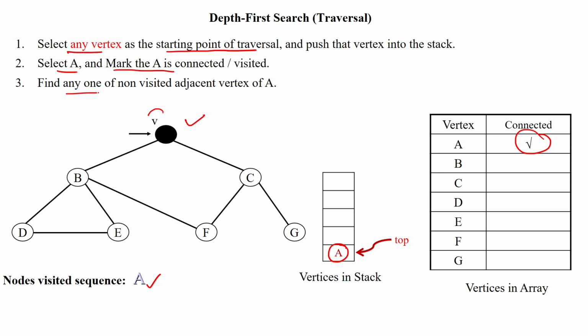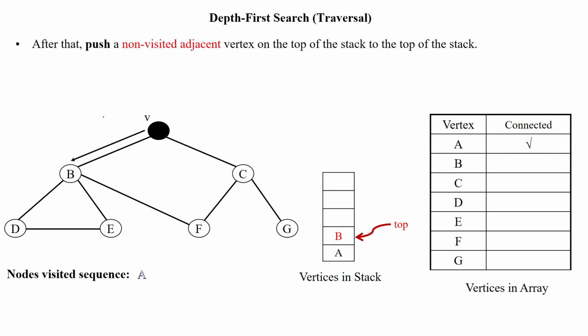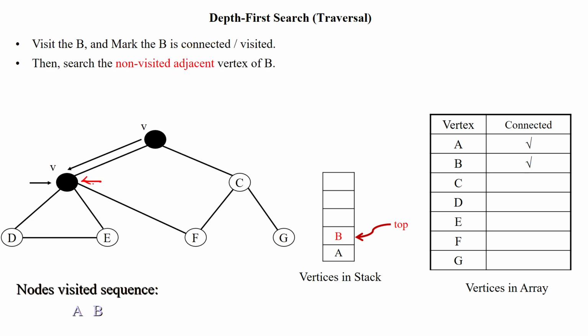Then find any one of the non-visited adjacent vertices of A. Here A has two adjacent vertices. From those we can select any one, but it should be a non-visited adjacent vertex. Here the non-visited adjacent vertex we are selecting is B, which will be pushed into the stack. Then after pushing into the stack, we are marking that node as visited, which is marked as connected in the visited list. So B is on top of the stack.